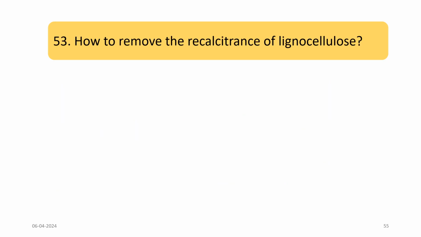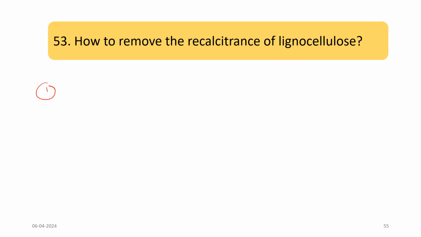Next question, how to remove the recalcitrance of lignocellulose? In the production of lignocellulosic based biofuels, pre-treatment is necessary to remove the recalcitrance of lignocellulose. This allows enzymes and chemicals to have access to cellulose. But how is this recalcitrance removed in pre-treatment?